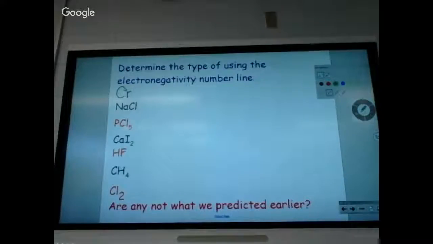So what if you only have one number? Which one only has one number? CR. That's right, because metals are not on the scale, right? So once you know they're a metallic bond, are you going to use the scale? No. Remember, metallic bonds are never on the scale.